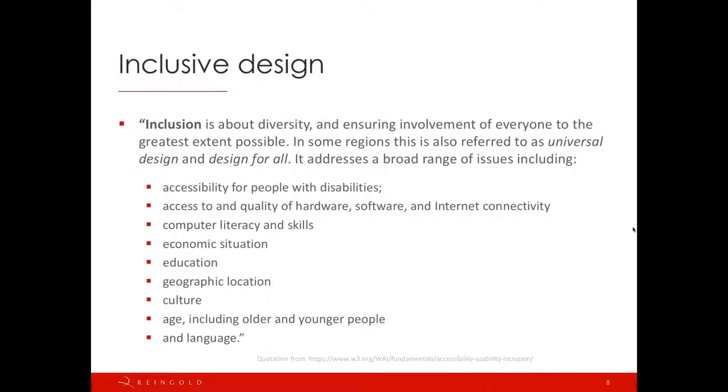And the next term is inclusive design. So inclusion is about diversity and assuring the involvement of everyone to the greatest extent possible. In some regions, this is also referred to as universal design and design for all, and it addresses a broad range of issues, some of which could be considered accessibility, but also include other things like a consideration for literacy and geographic location. So our talk today is going to focus primarily on the subject of accessibility, but accessible best practices can also cross over into the usability and inclusion category. So you'll hear us refer back to these terms at times as well.